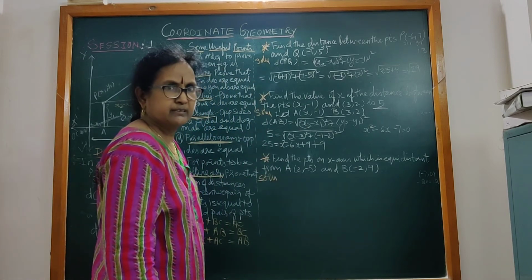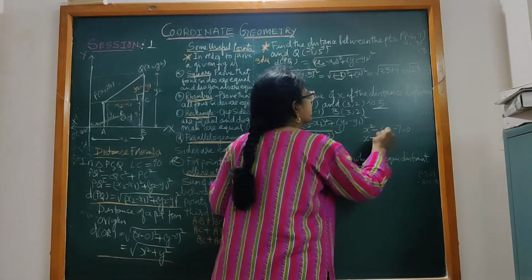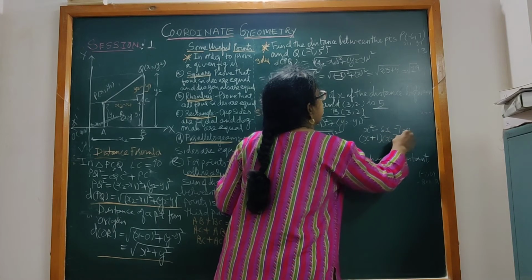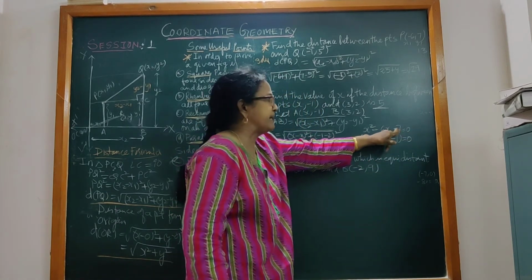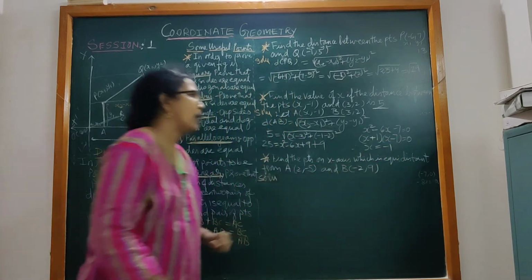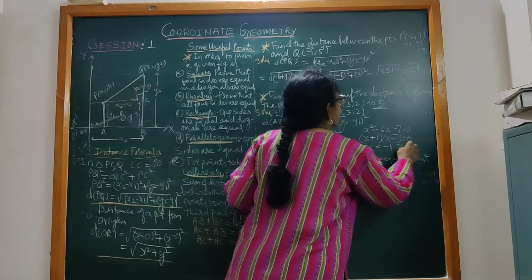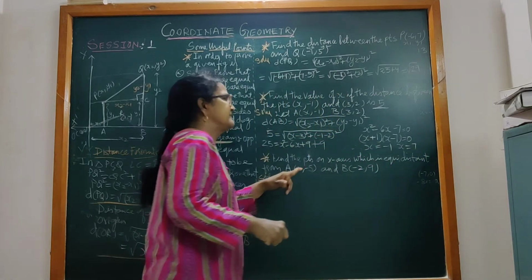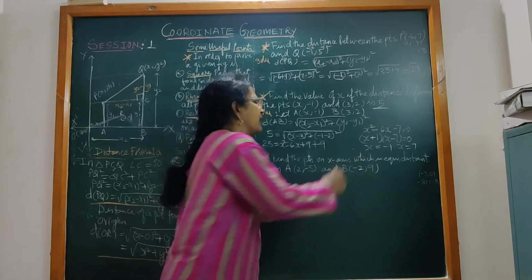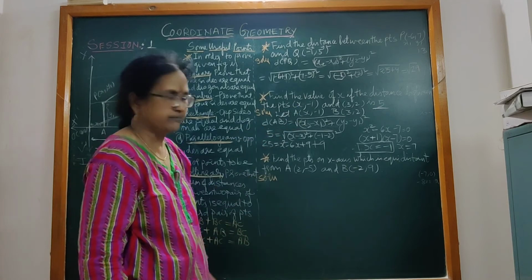Now the factors of this, 7 and 1, by splitting the middle term, so we will write x plus 1 and x minus 7 equal to 0. Therefore, x is equal to minus 1 and x is equal to 7. But this value, if you put it, will be ignored because the distance won't come out. So your answer will be x is equal to minus 1 for the distance 5.